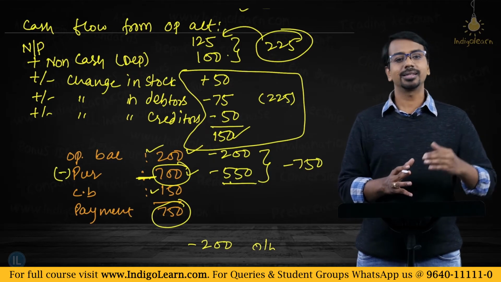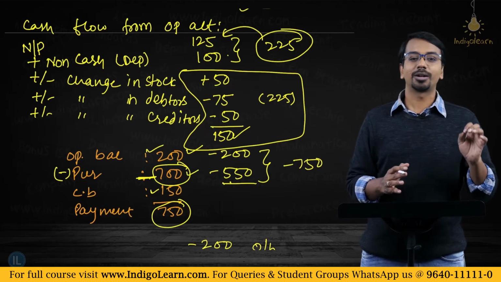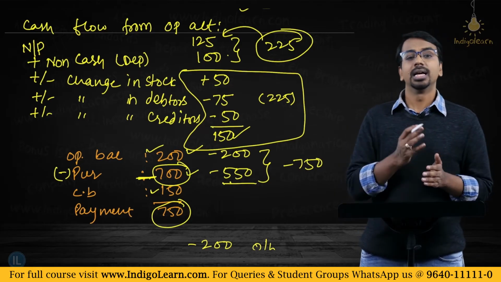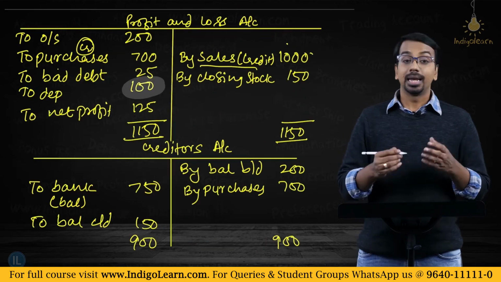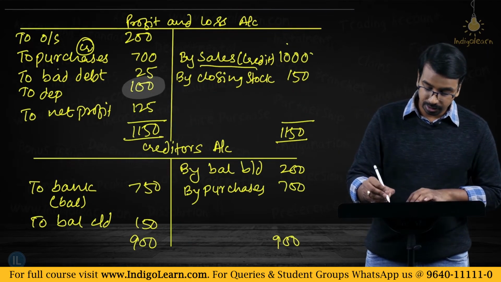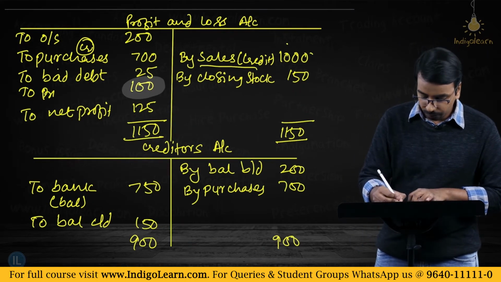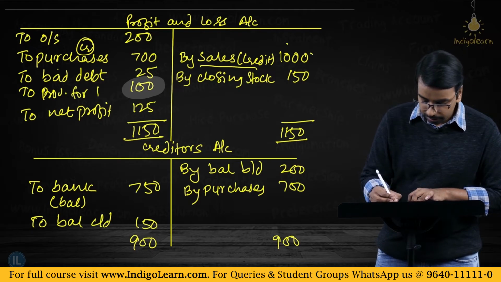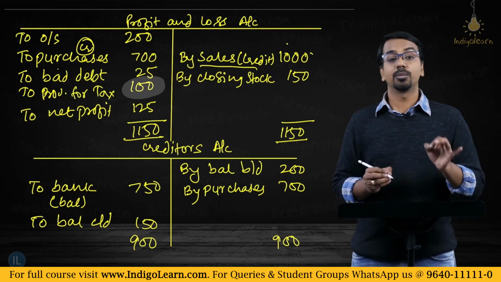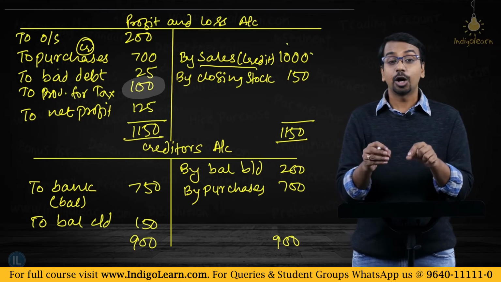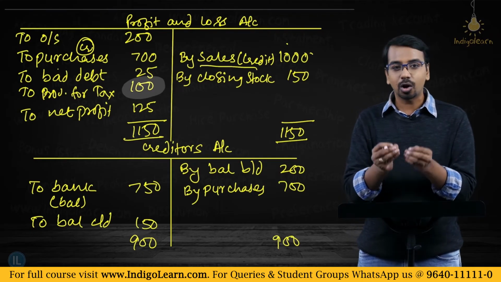The other reason is provision for taxation does not represent any outflow. Let's say I pass another entry. Let us say instead of depreciation, here I have some provision for taxation. Now is this 100 an outflow? This 100 is not an outflow.